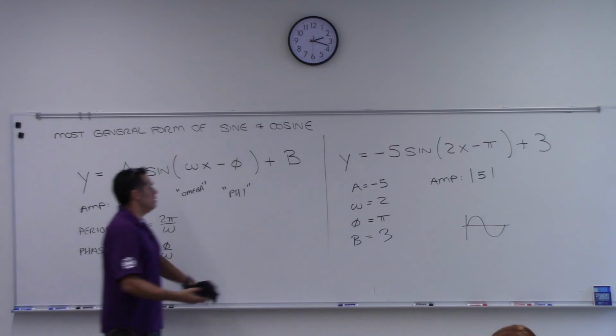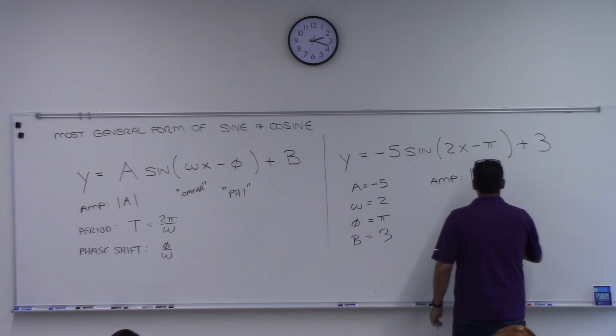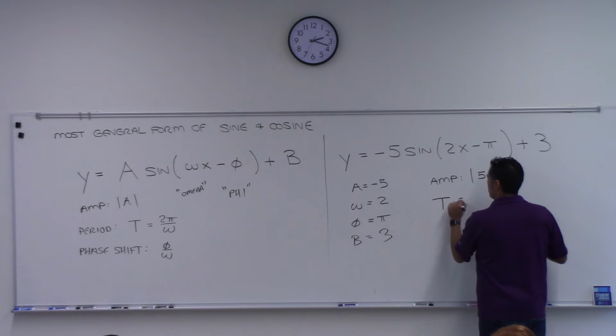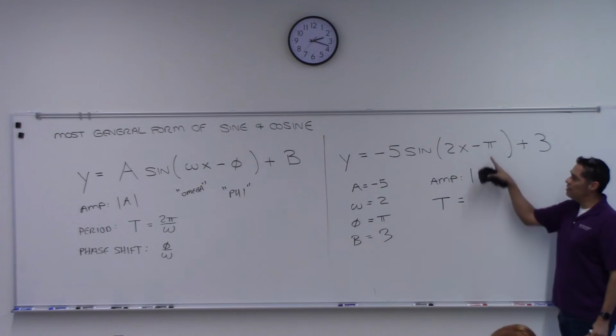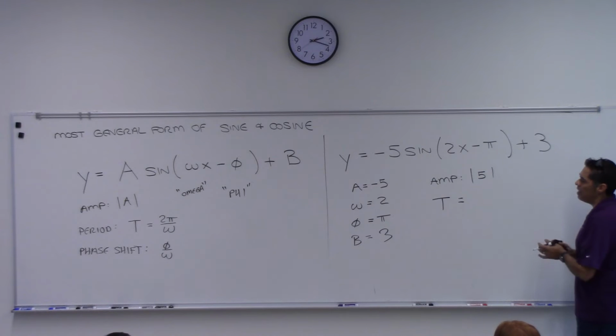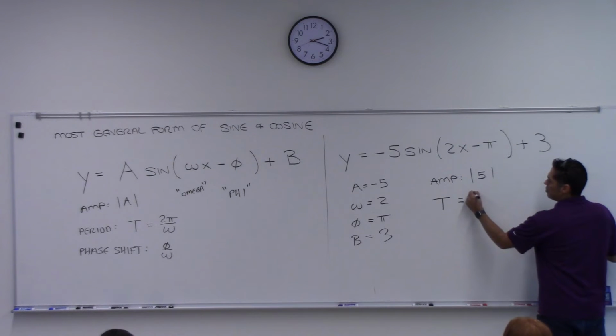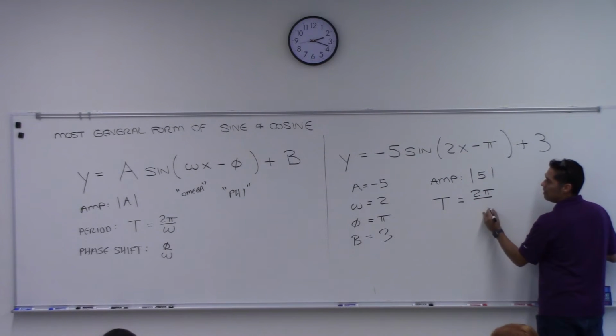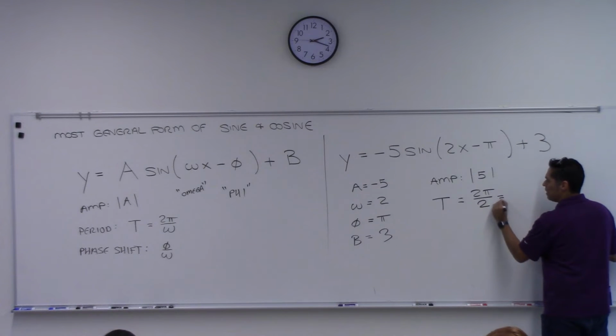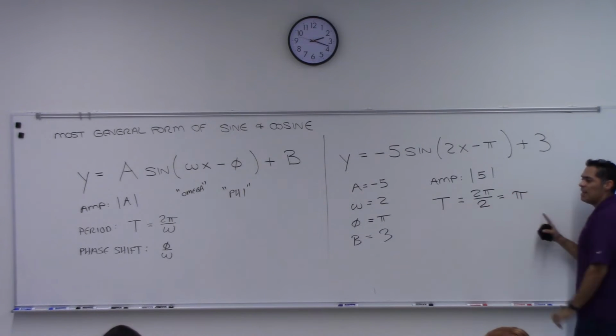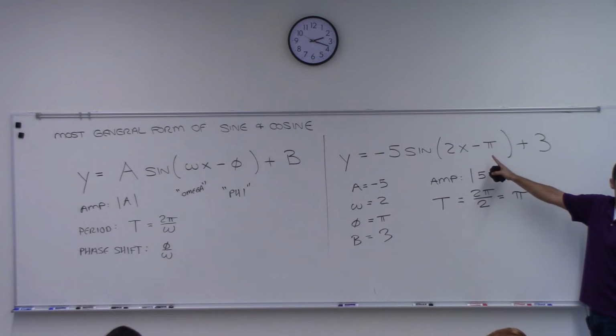So come over here and tell me what the period of this is. What's the period of this particular sine function? It would be 2 pi over what? 2, which would just be pi, okay? So that's the period of this if I graph it.